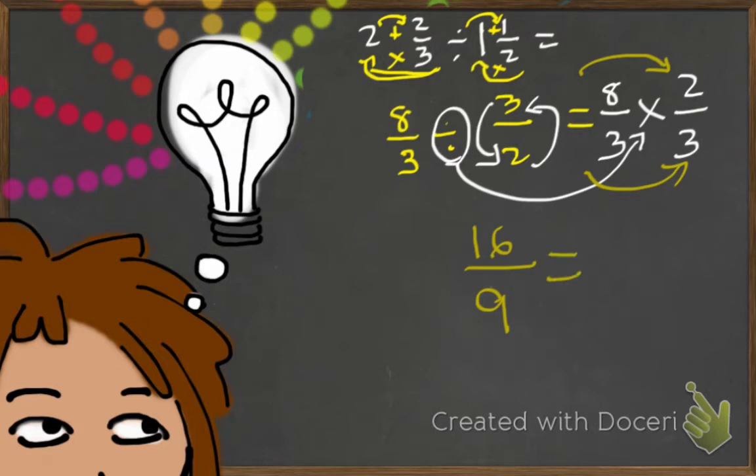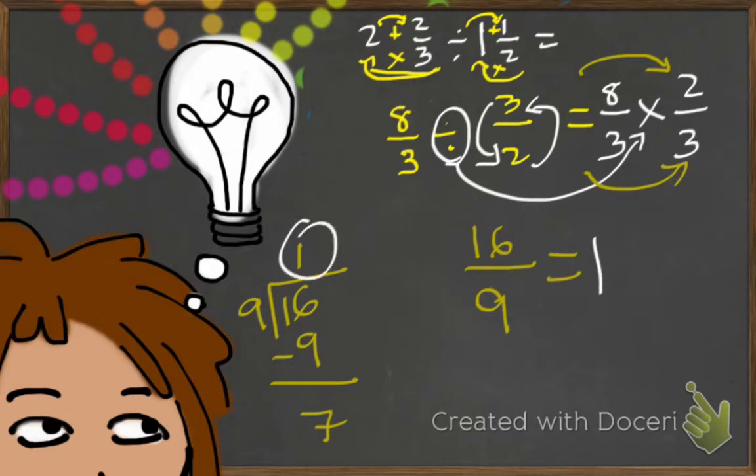So let's work out here. 16 we divide it by 9. So that is 1. How many 9 goes into 16? It's 1. 1 times 9 is 9. And take away. And that's 7. So we have 1, a whole number. And 7 is our numerator. And 9 is our denominator. So we have our answer 1 and 7/9. And that is our simplified answer.